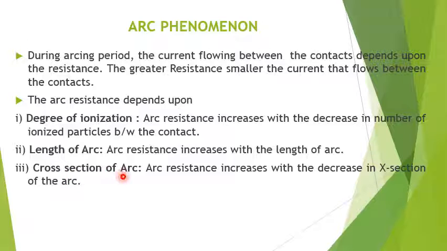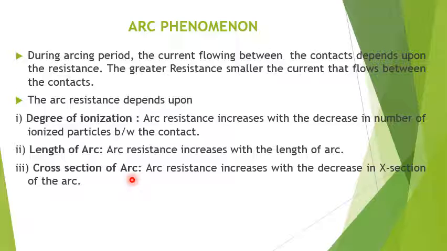The third one is the cross section of the arc. So the arc resistance increases with the decrease in the cross section of the arc. Again, R is proportional to rho L by A. So the resistance is inversely proportional to the area. If the area decreases, then the resistance increases.